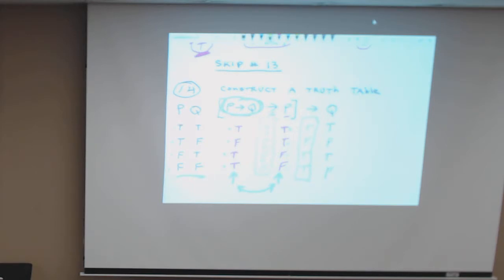To get this column here. So true and true is what? True. False and true is what? True. True and false is what? False. True and false is false. So now I've got this green sums up this whole statement right here.